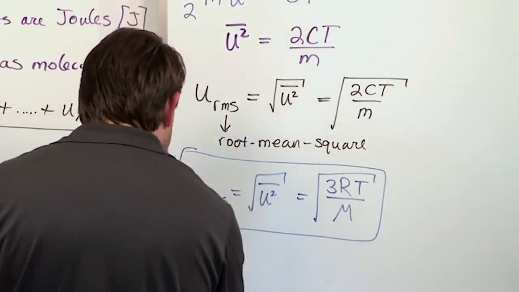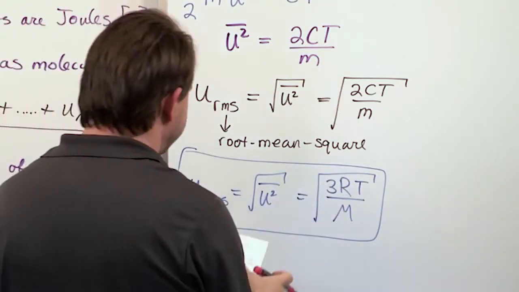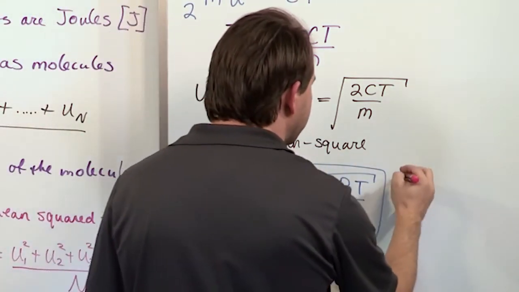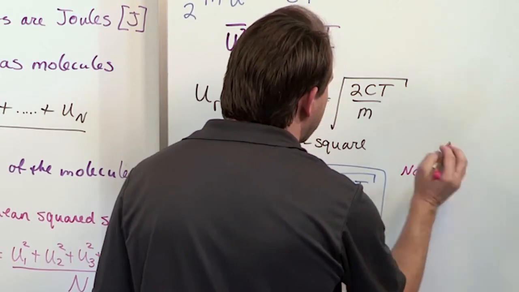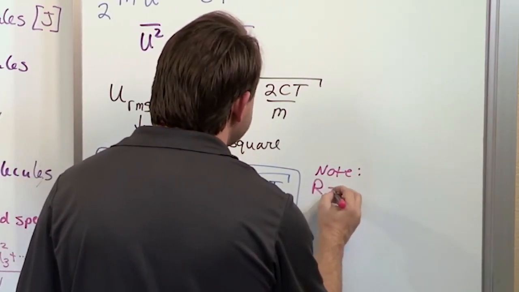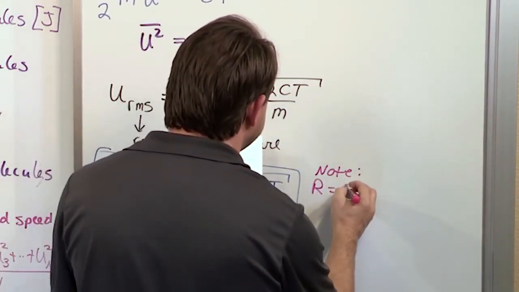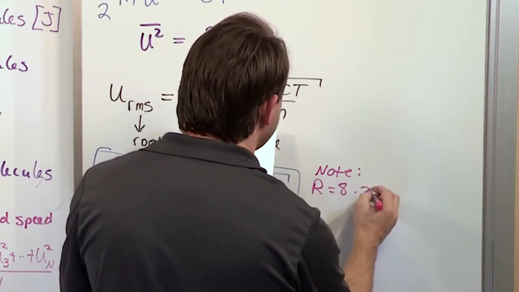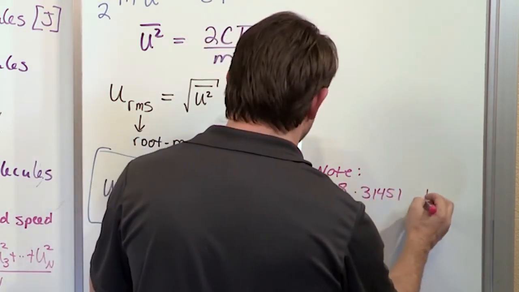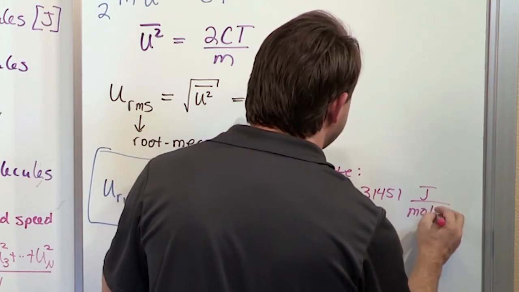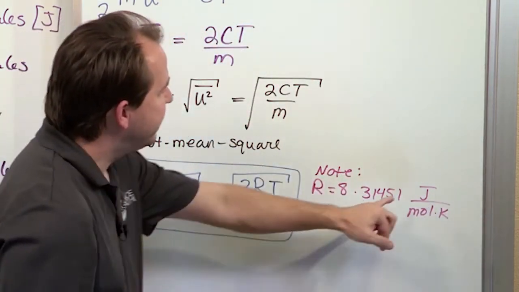Now I need to write a couple of very important notes to use this equation. You have to do this or you're going to get the wrong answer every time. For R, you must use the value 8.31451, and that's in units of joules per mole Kelvin. Notice the unit of joules here.